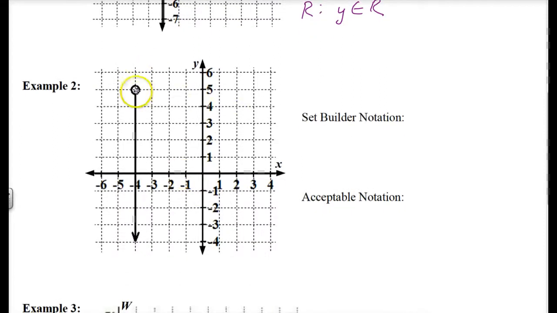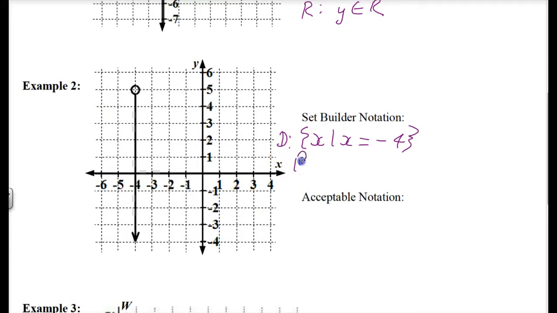Let's take a look at this. Set builder notation. This is the set domain. The set of what? X such that. What about x? Well, in this case, x is only equal to -4. There's no other possible value for x.